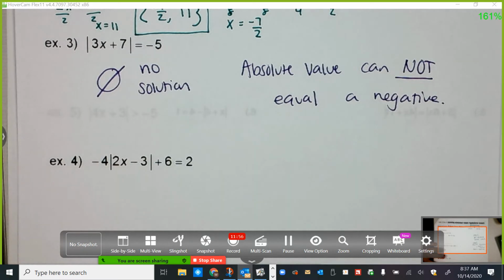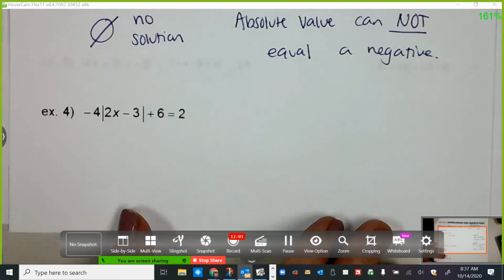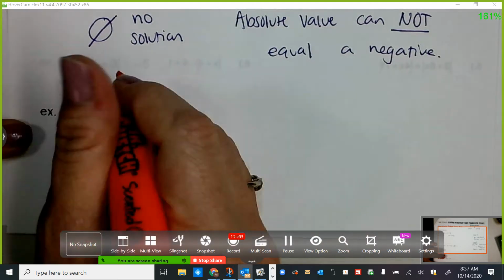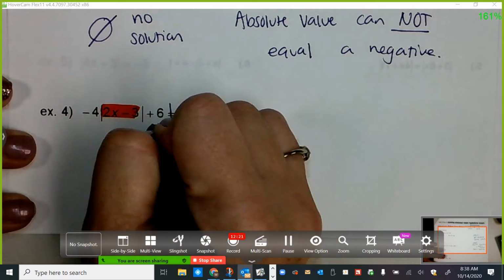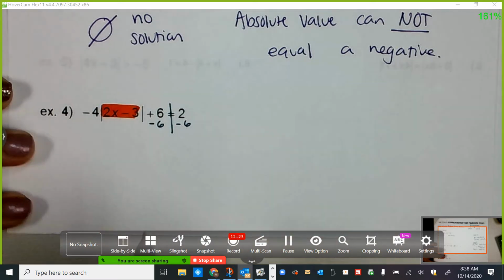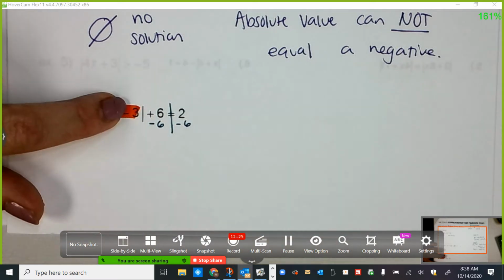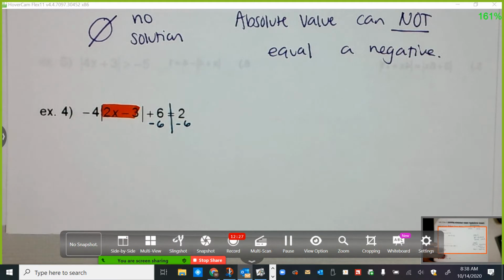So number 4, is my absolute value by itself? No. So this is my absolute value, 2x minus 3. And I don't have it by itself. What else is on that side of the equal sign with it? A negative 4 and a 6. What do I need to get rid of first? Actually, the 6. Because isn't that addition? And when we're trying to get something alone, don't we always get rid of addition and subtraction first?